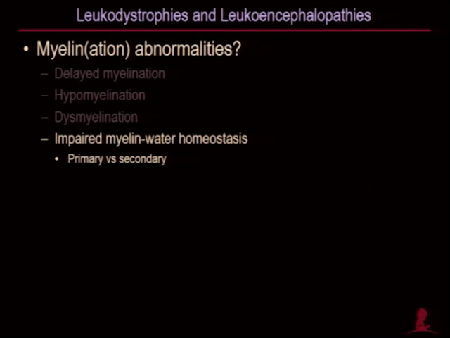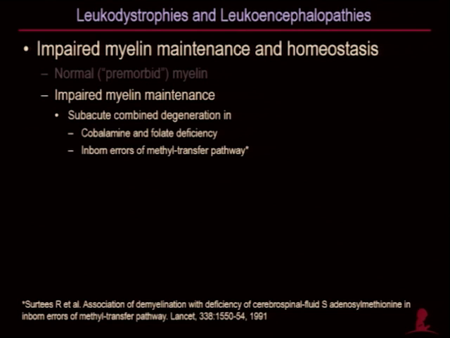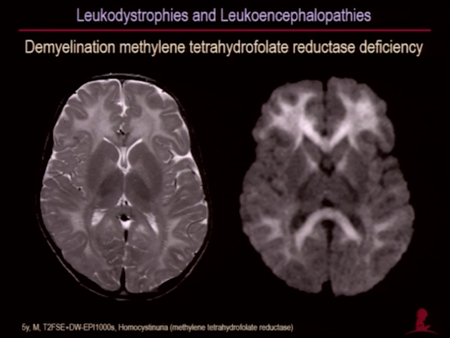One topic that has again become very popular and hot recently is the impaired myelin water homeostasis, which may be primary and secondary. And what is characteristic in these conditions is that the premorbid myelin is actually normal. So there is nothing wrong with the myelin at the beginning, but there is a problem with the maintenance of the myelin or the water homeostasis of the myelin. And examples of that could be the subacute combined degeneration in cobalamin and folate deficiency and inborn errors of the methyl transfer pathway. Here is one case, a homocystinuria case.